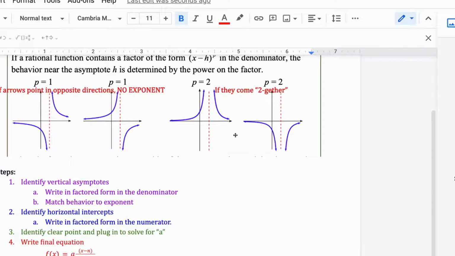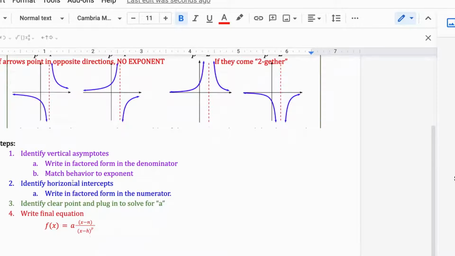Then we move to the top of the fraction by identifying the horizontal intercepts, because remember when you set the top equal to 0, you get the horizontal intercepts. So basically you're going to look at the graph and see where it crosses the x-axis. And once you figure that out, you're going to write it in factored form in the numerator.